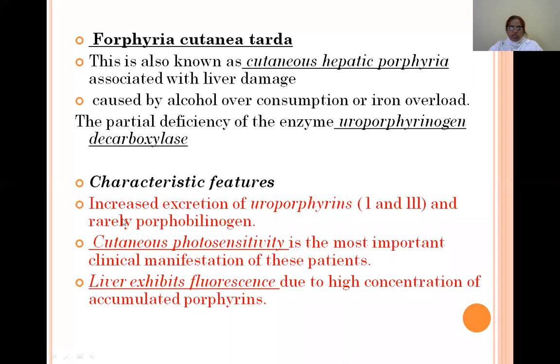Now see the features. There is increased excretion of uroporphyrin I and III, and rarely porphobilinogen levels are also increased. Cutaneous photosensitivity is the most important clinical manifestation of these patients. The liver also exhibits fluorescence. Why does the liver exhibit fluorescence? Because of the high concentration of accumulated porphyrins.